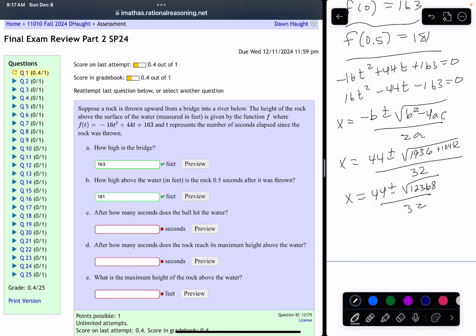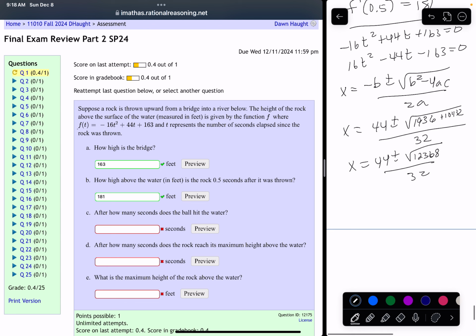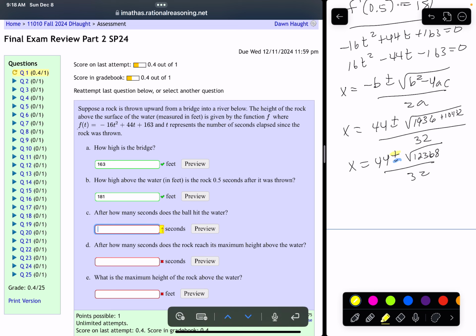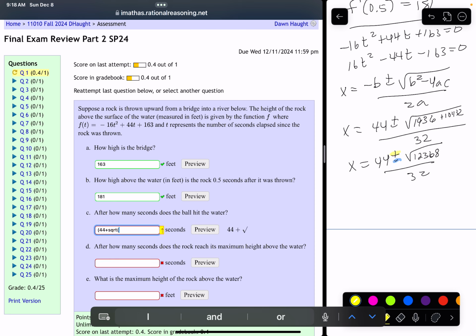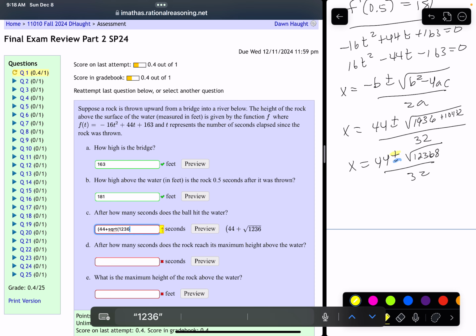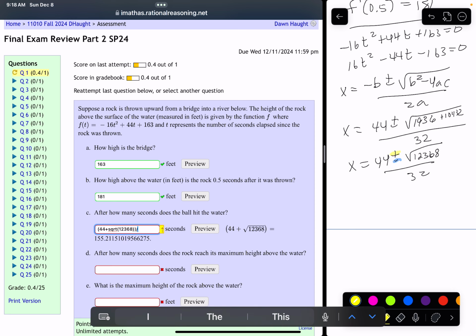Which isn't a perfect square. Now, if you do the subtraction portion, you get a negative number. We're not going to go backwards in time to hit the water. So we're going to use the positive version. Since it didn't say to round, I'm going to put that exact answer into iMath. So in parentheses, 44 plus the square root of 12,368, end all those parentheses, look at your preview, all divided by 32.